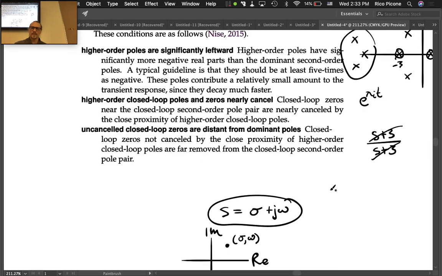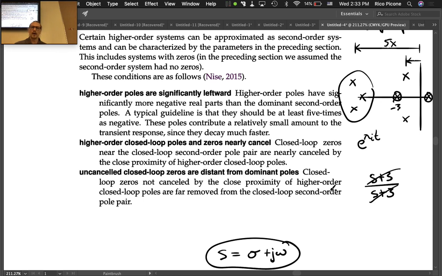Okay. Good. So, then higher order closed loop poles and zeros. We talked about this. There can be this cancellation, but we have to be a little cautious, especially if there's any unstable pole associated with that. Uncancelled closed loop zeros are distant from dominant poles. So that would be the case if we've got some zeros out here. Once again, these aren't going to affect the closed loop dominant poles very much. So yeah, that's the gist of it.